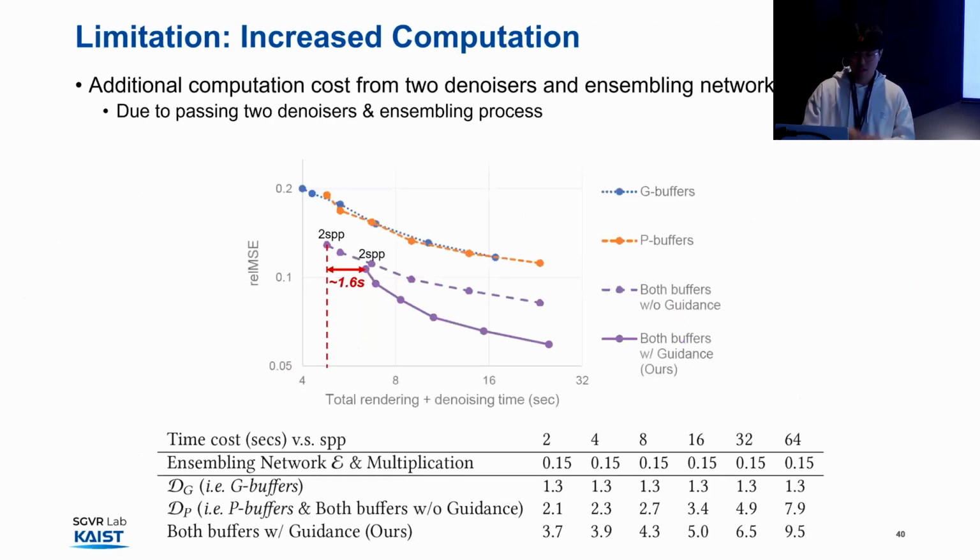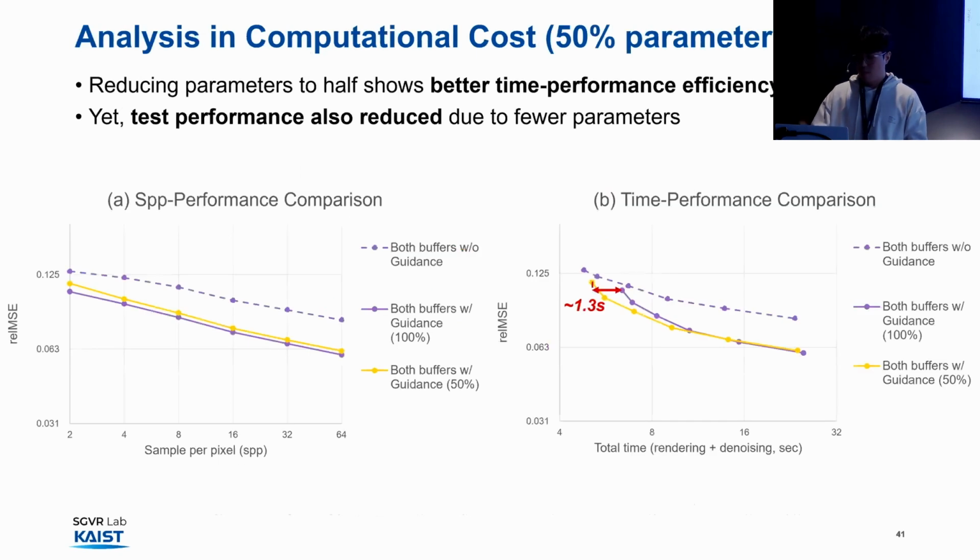However, there's a main limitation of our framework I would like to discuss today. It is that our enhanced performance comes with an additional computational cost, which is not good for interactive rendering. This is because our framework requires 2 passes in denoisers and assembly networks. So our work is less favorable in low sample counts in terms of efficiency.